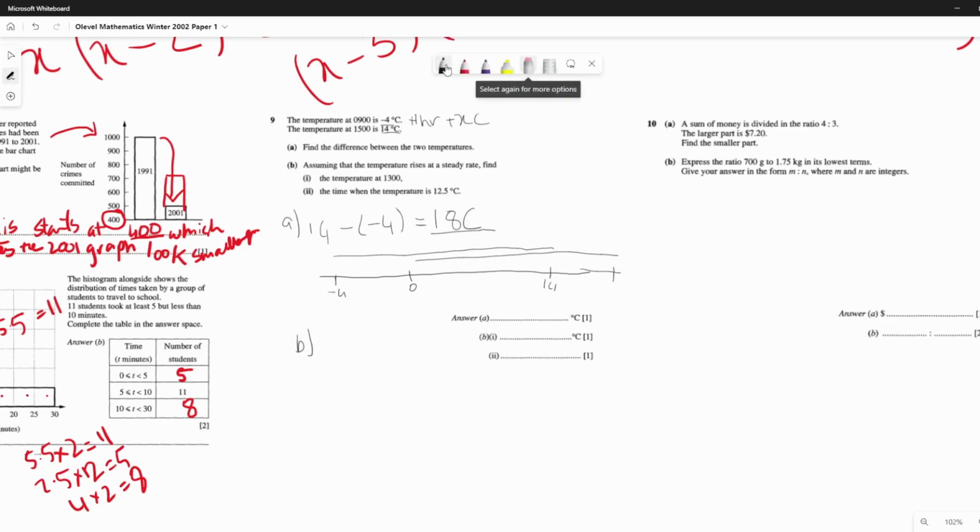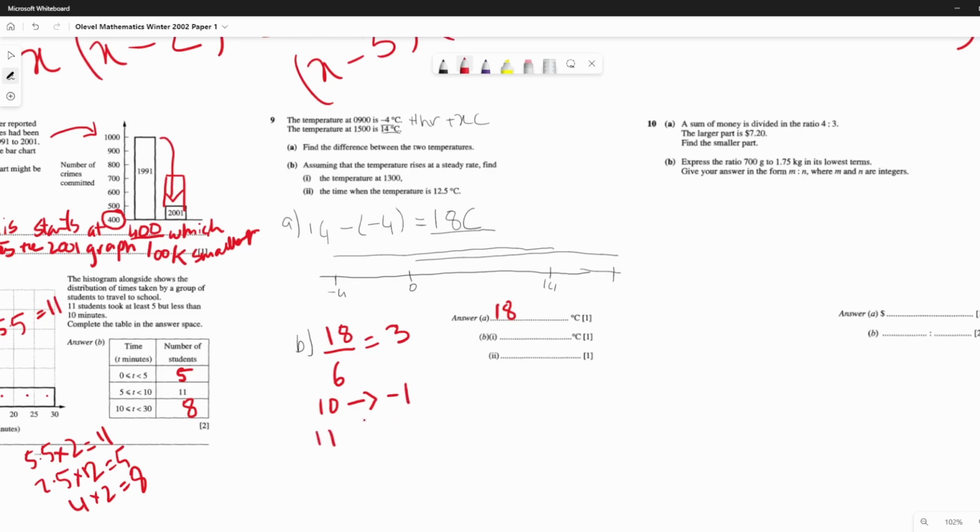I wrote 14 there, but let me also switch back to my red. So this was 18, right? So in 6 hours, our temperature rose by 18. So that means in 1 hour, it would rise by 3. So at 10, my temperature would be -4 plus 3, which would be -1.